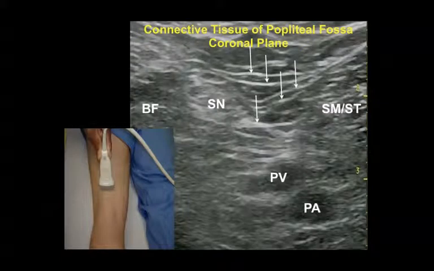This is just a still image showing how dramatic the tissue planes of the popliteal fossa are arranged in a coronal plane. So here we have the sciatic nerve with the arrows illustrating many connective tissue layers oriented in a coronal plane.